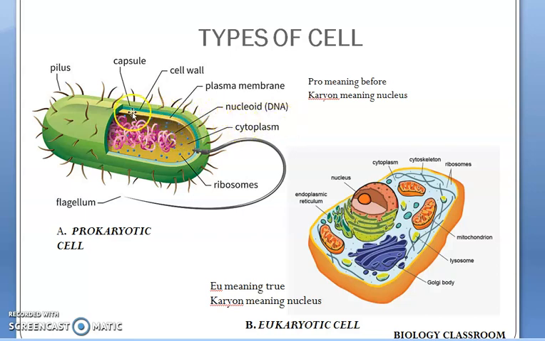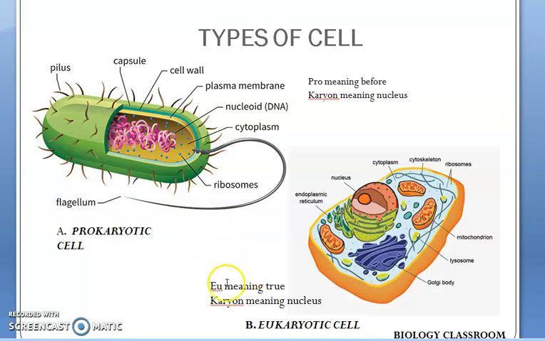There is the presence of plasma membrane, cell wall and a capsule, an extra covering around this cell, and these pili help the attachment of these cells to other cells. Ribosomes help in protein synthesis, and the organisms which are composed of these prokaryotic cells are called prokaryotes, like bacteria, mycoplasma and cyanobacteria, right?